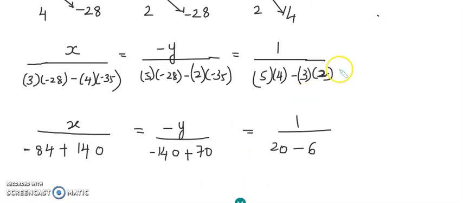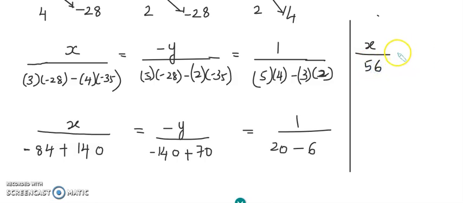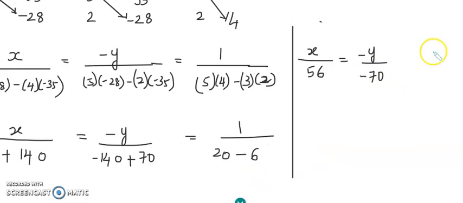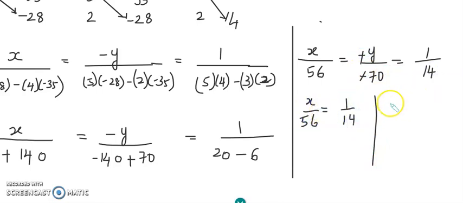Now it's a very simple step. So what will happen? x divided by 140 minus, yes, what is it? 84. So 140 minus 84 will give me 56. Is it a plus or a minus? Yes, it's a plus. Then minus y divided by 70 and 140, so minus 70. And then 1 over, yes, 14. I can cancel off this negative. Now what I'm going to do is say x upon 56 is equal to 1 over 14, and y over 70 equals 1 over 14.